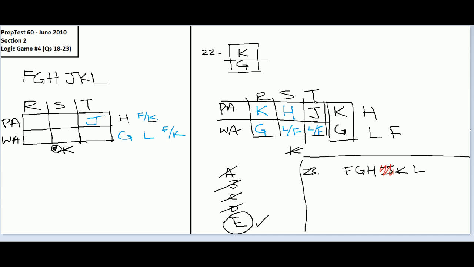And you see that actually answer choice C says H. Since H is a photographer's assistant and J already takes that spot in Tuscany, we know that H can never go to Tuscany.